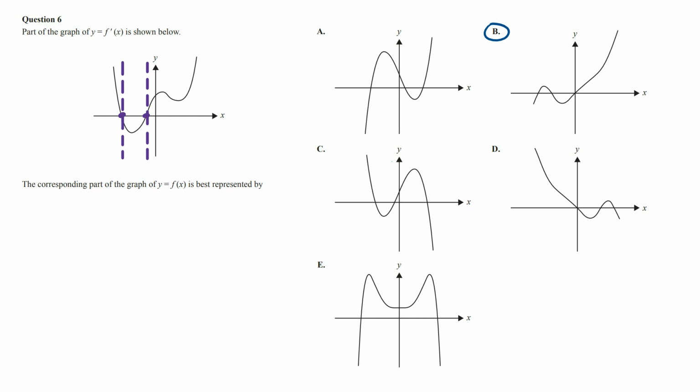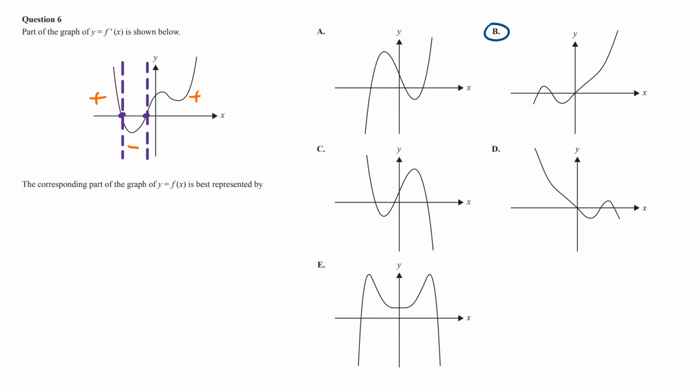The left region from negative infinity to the first x-intercept has a positive gradient as the graph is above the x-axis. The next region has a negative gradient as the graph is below the x-axis. And the third region is going to have a positive gradient. A positive gradient means the graph of f of x will be increasing, and a negative gradient means the graph of f of x will be decreasing.